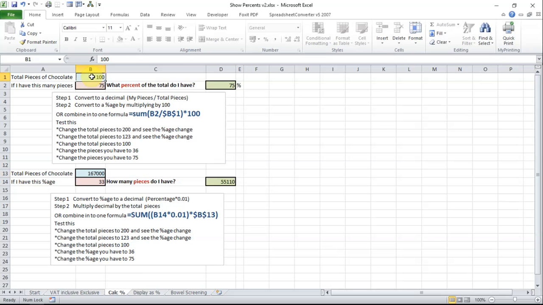You can combine this in Excel into one formula. Equals sum, two opening parentheses, B14 times 0.01, close bracket, times $B$13. Note, multiplying something by 0.01 is how you convert a percentage to a decimal. Try it on a calculator.